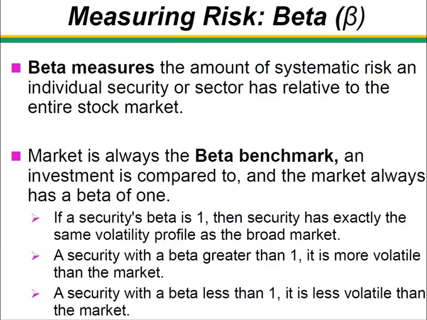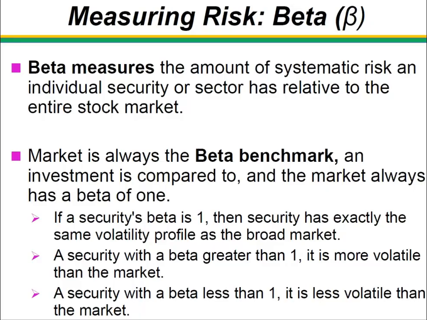So this is how we interpret beta values. If a security has a beta of 1, then the security has exactly the same volatility profile as the broad market. So when the market goes up 10%, the security would be expected to go up 10%. When the market goes down 10%, the security would be expected to go down 10%.